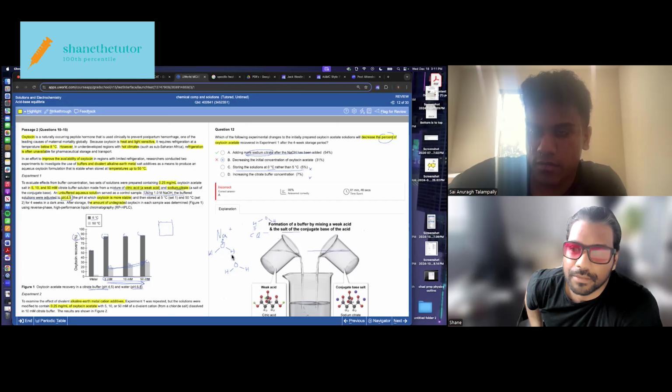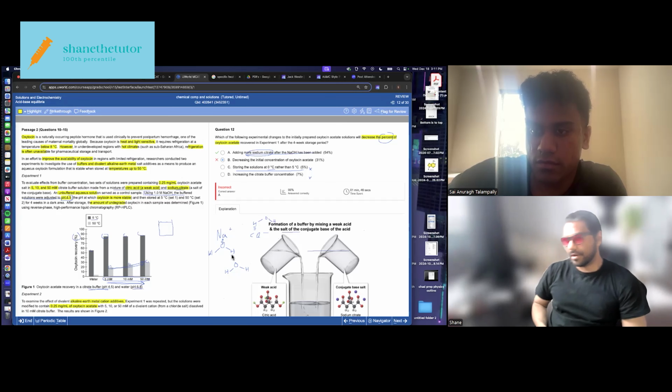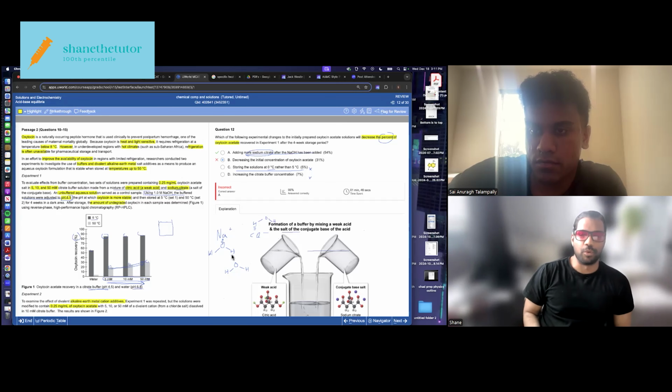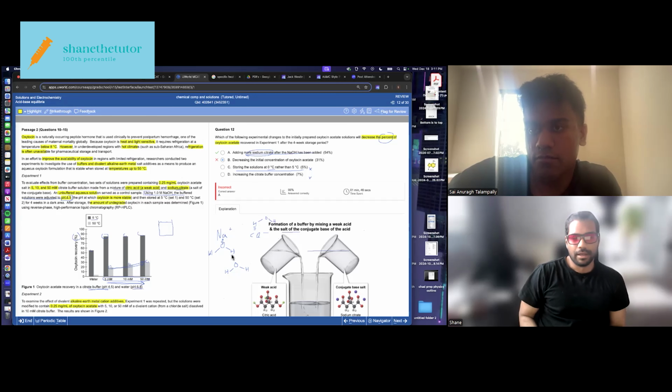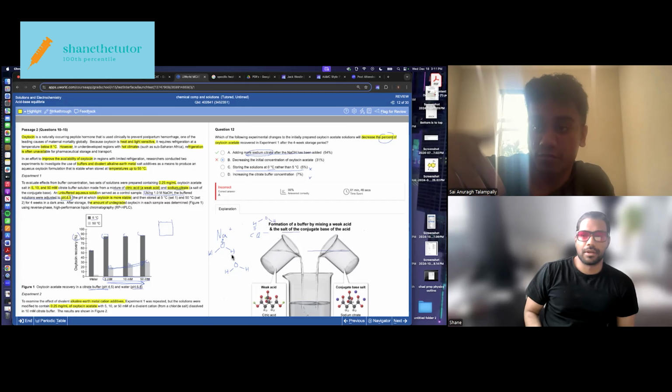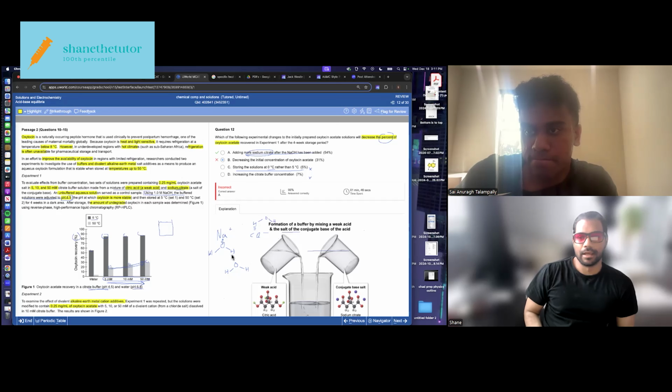Okay, so that's boiling point elevation. Now you need to increase, you need to input even more heat to basically break it. Now there's also vapor pressure depression.